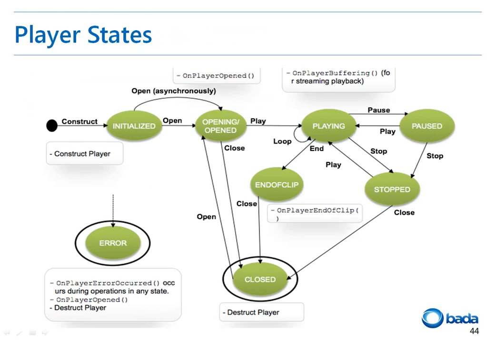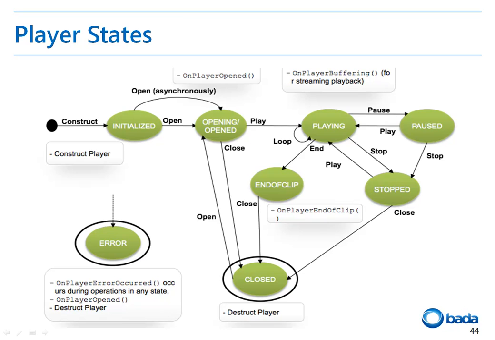Now let's take a look at the player's state transitions when the player actually runs. If the player is constructed, the player is initialized. Then we have to open a media file. We can open a media file in either a synchronous or asynchronous way. If a file or stream is synchronously opened, the player directly enters the opened state. If a media is asynchronously opened, the onPlayerOpened listener function is called. In this state, if the playing function of the player is called, the player enters the playing state.